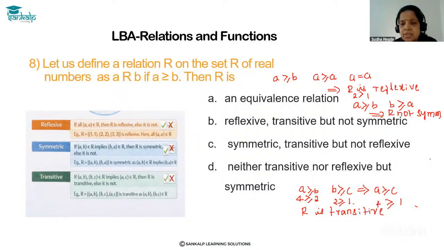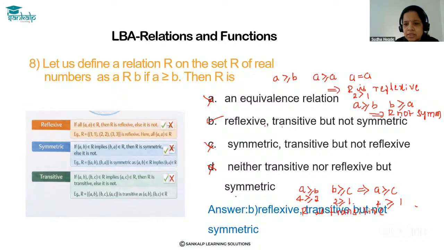Therefore, R is reflexive, transitive, and not symmetric. So since it is not symmetric, it is not an equivalence relation. Reflexive, transitive, but not symmetric, this is correct. Symmetric is wrong. Therefore, option B, reflexive, transitive, but not symmetric, is the correct option. Okay.